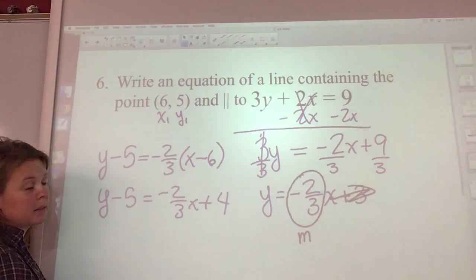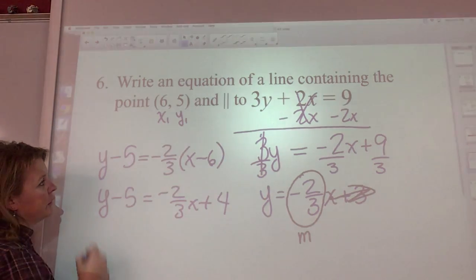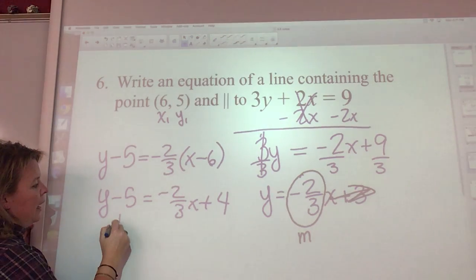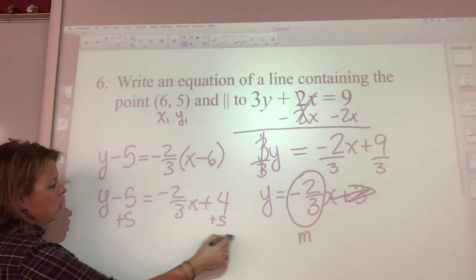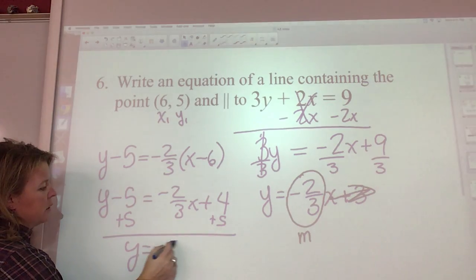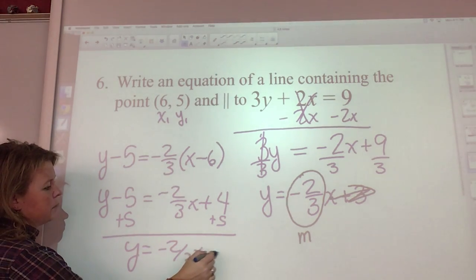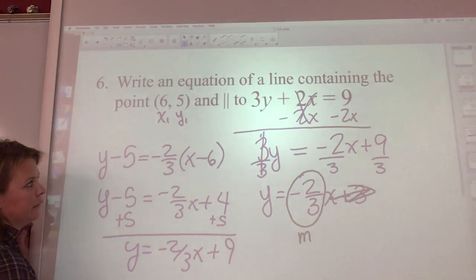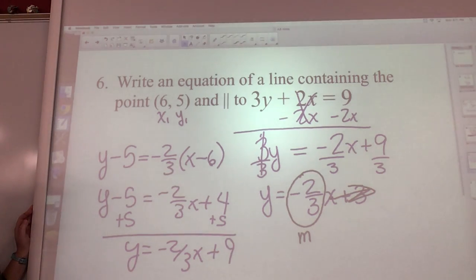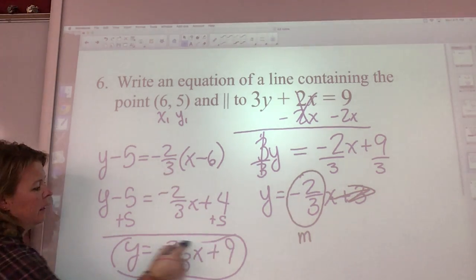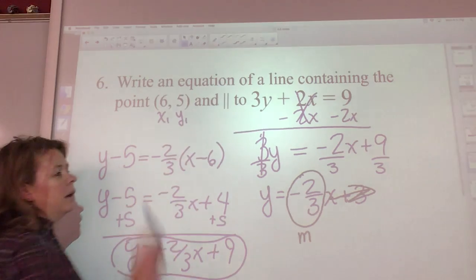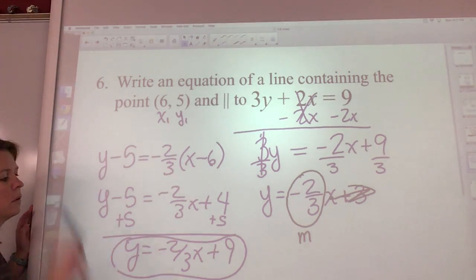Did I wake you up when I said plus? Negative times a negative is a positive. Add 5 to both sides. y equals negative 2/3 x plus 9, final answer. This line is parallel to that line, but it also goes through that point.